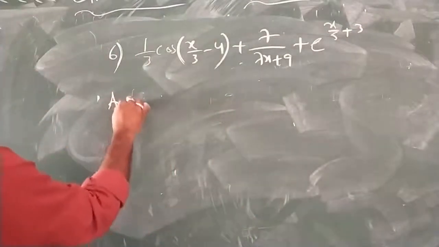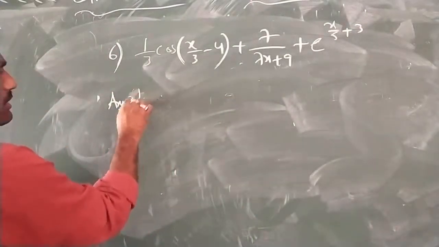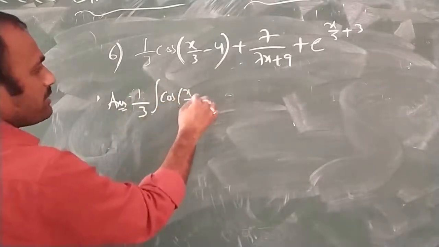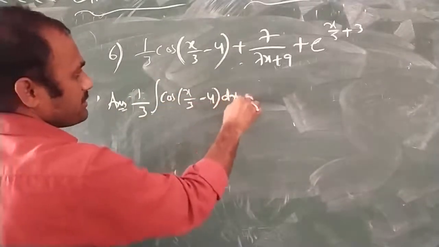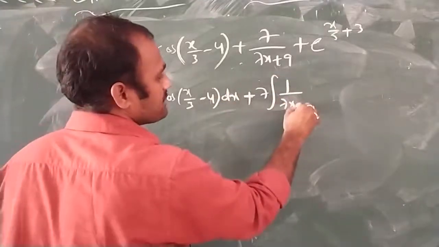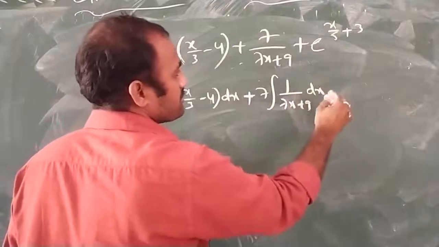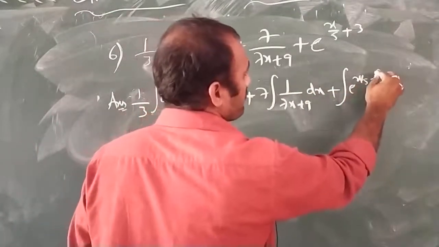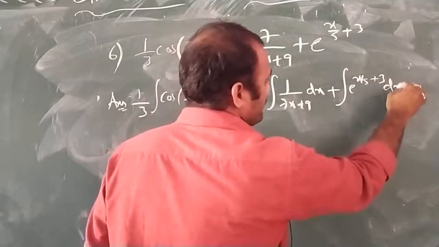So let us start doing integration. Apply the integration. So 1 by 3 as it is, integral of cos (x by 3 minus 4) dx, plus 7 is the constant, integral of 1 by (7x plus 9) dx, plus integral of e to the power of (x by 5 plus 3) dx.